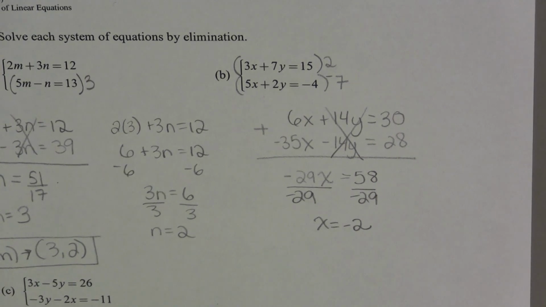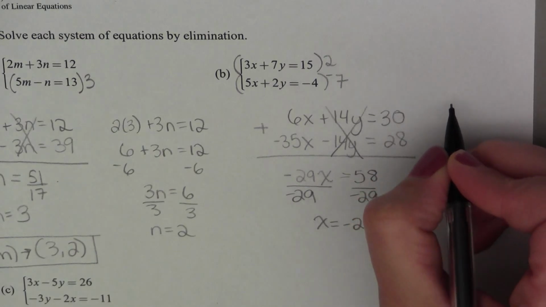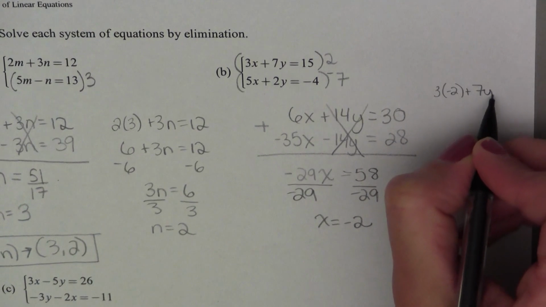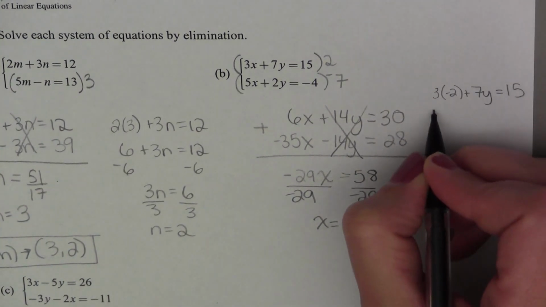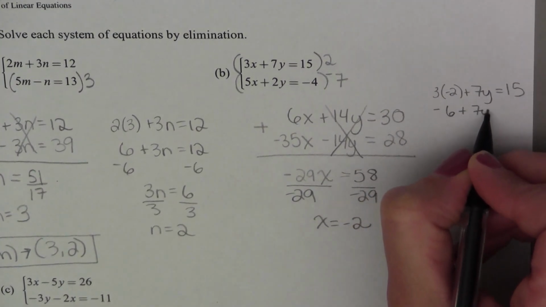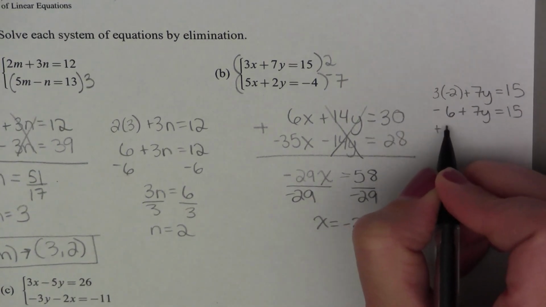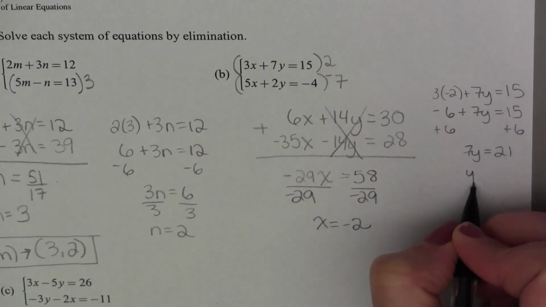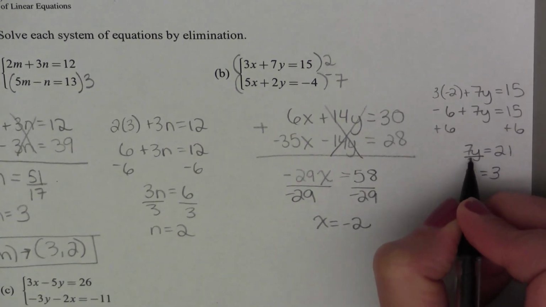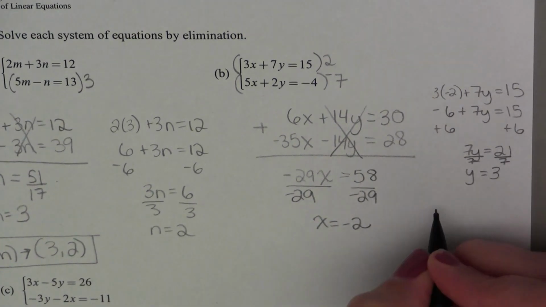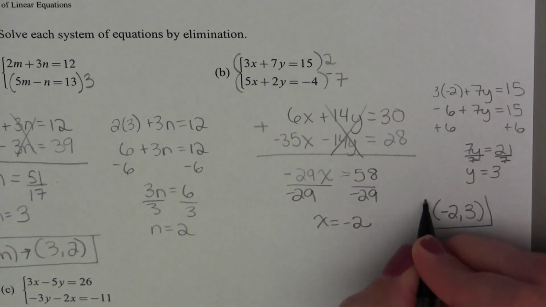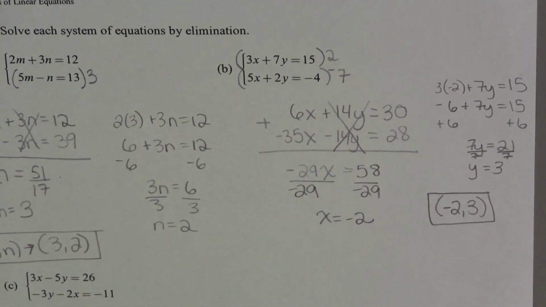Next, I'm going to plug that into either of my original equations. I think I'll go to that top equation and say 3 times negative 2 plus 7y equals 15. Negative 6 plus 7y equals 15. Add that 6, working to get y alone. 7y equals 21. I'm going to divide by 7 there to get y equals 3. And my answer, written as an ordered pair (x, y), is (negative 2, 3).